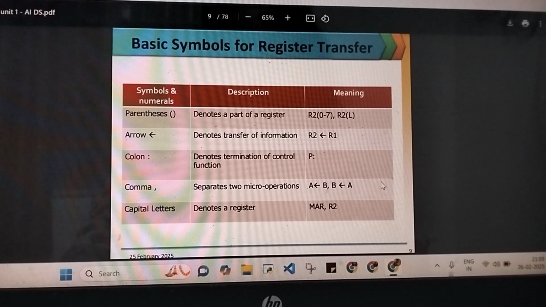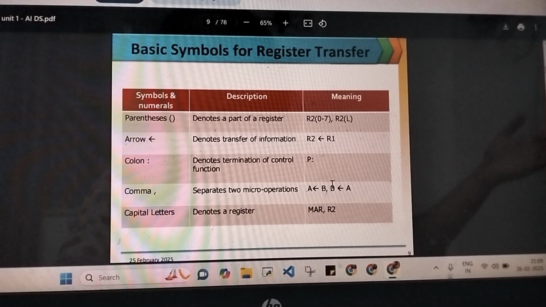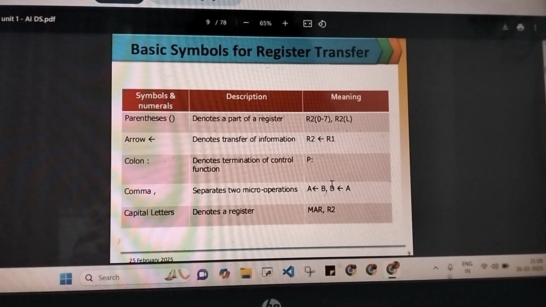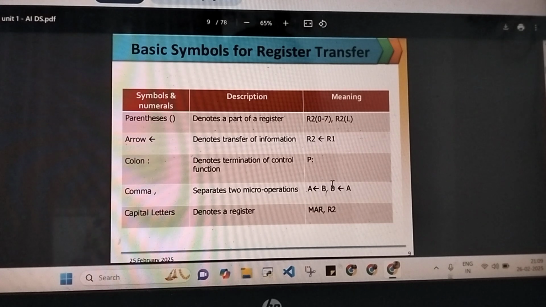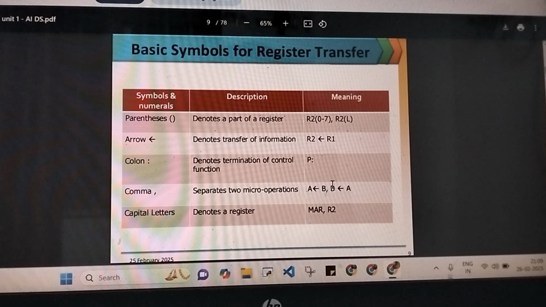Comma separates two micro instructions. So when you are writing a series of instructions, to separate them you use the comma. And capital letters are used to denote a register. So when it's the MAR, MDR, PC, IR, general purpose registers, they are generally denoted by capital letters.